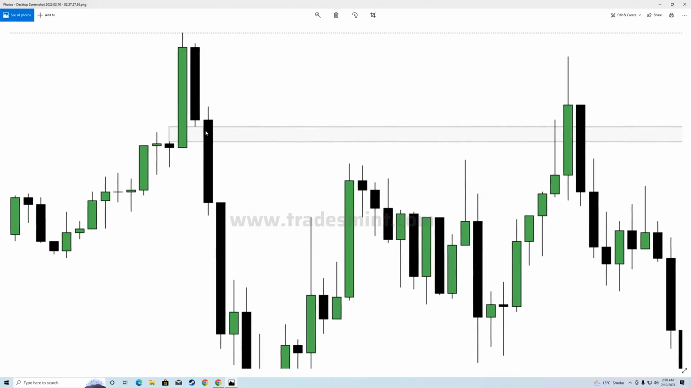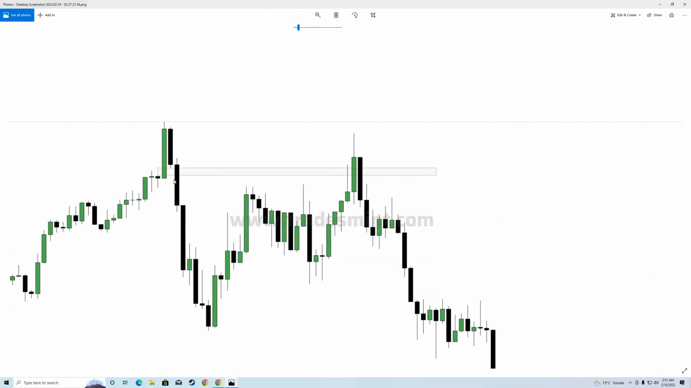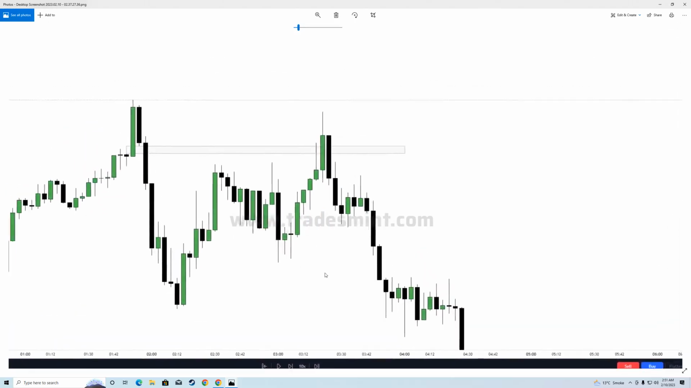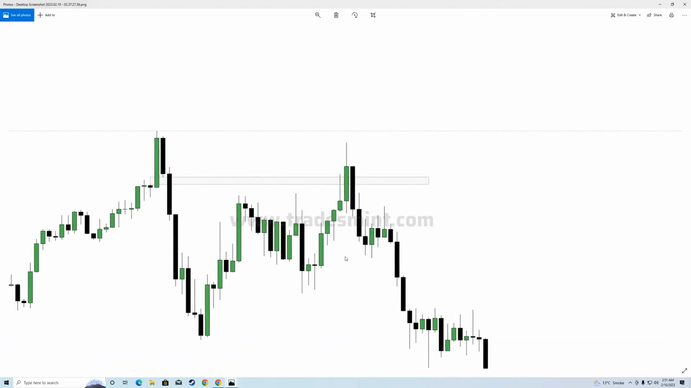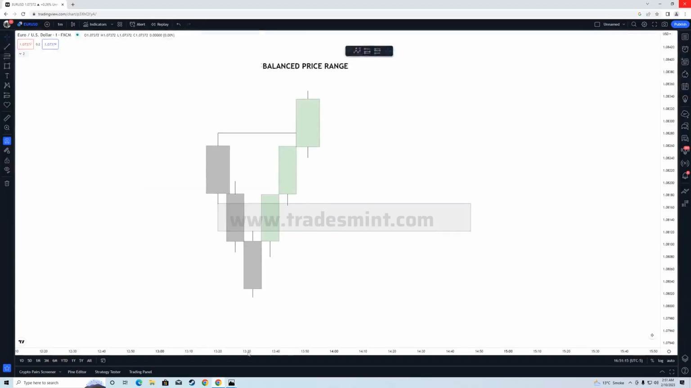So you can see you have your fair value gap right here. If you took your entry from this fair value gap, price went down and you move your stop loss to break even. But what happened is then price came back, filled the BPR level, and then pushed down to its original destination. So I hope this video was clear, guys.